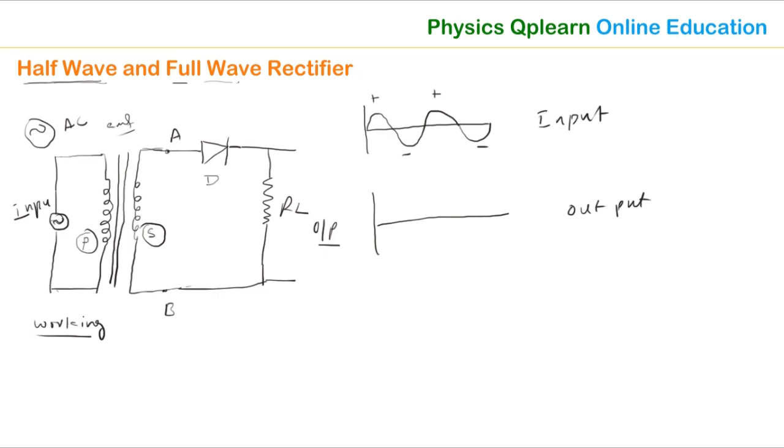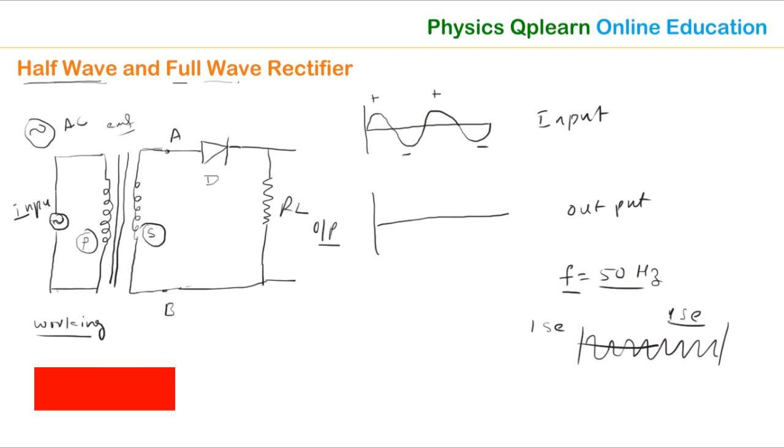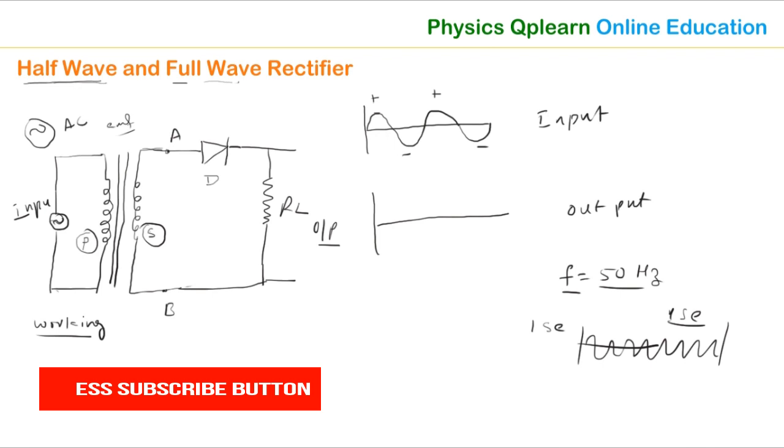One more thing, what is the frequency of AC? The frequency of AC is 50 Hertz. It indicates that within 1 second the AC completes 50 cycles. That is called frequency, the number of cycles completed per second. That is the frequency of the AC we use in our home, which is 50. Just imagine we are discussing the diagram within one second. So in 50 cycles, 50 positive will be there and 50 negative will be there.